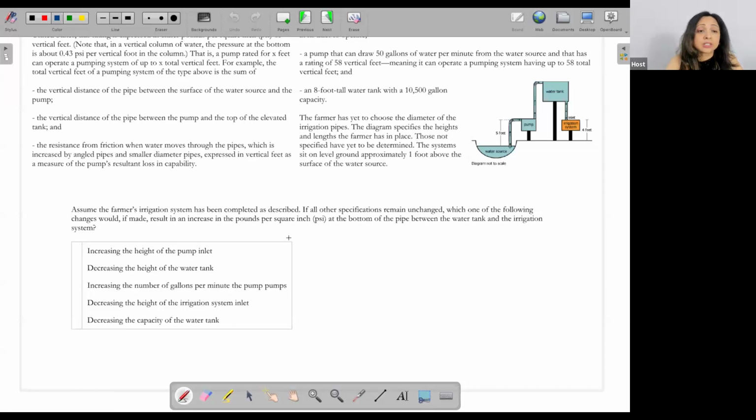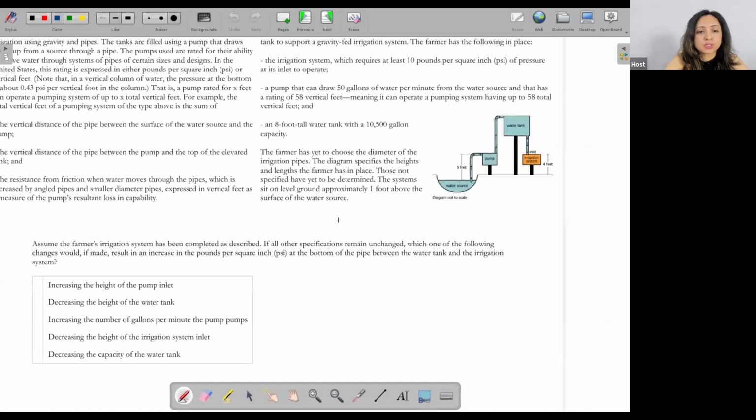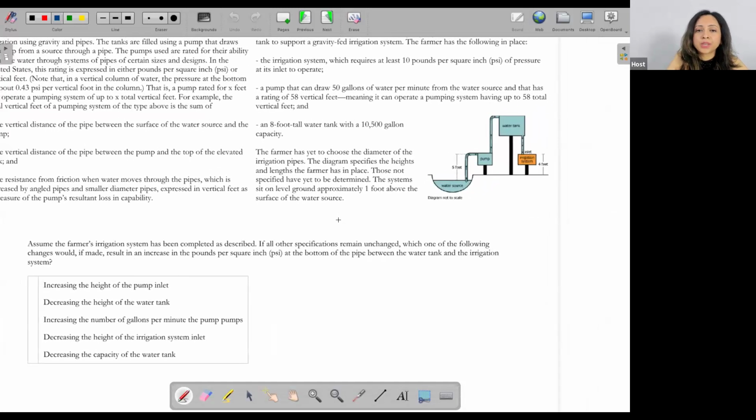Okay, let's take a look at it. Assume the farmer's irrigation system has been completed as described. So here is our irrigation system. If all other specifications remain unchanged, which one of the following changes would, if made, result in an increase in the pounds per square inch at the bottom? Pounds per square inch is simply PSI, right? Would result in an increase in the PSI. So I want to increase the PSI at the bottom of the pipe.